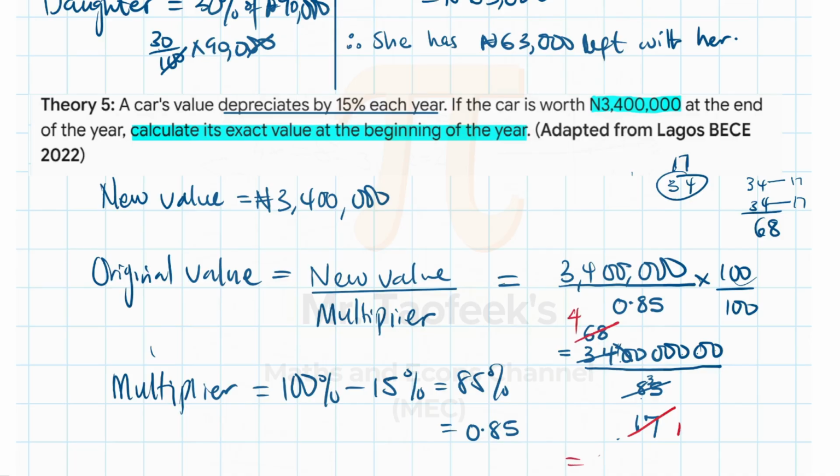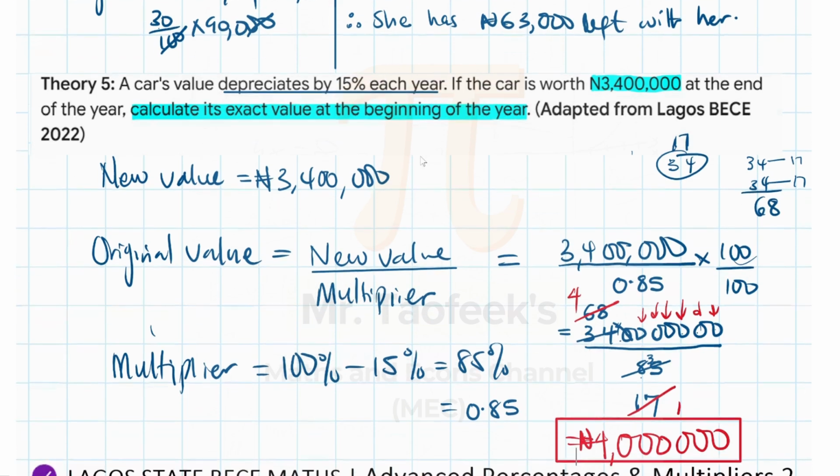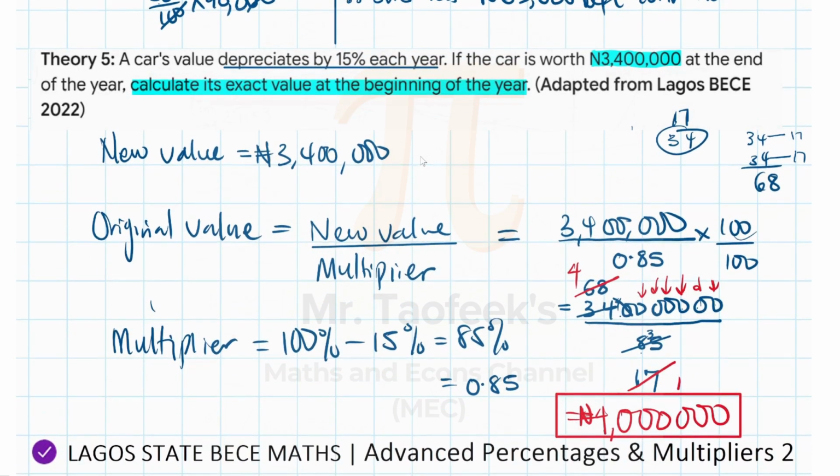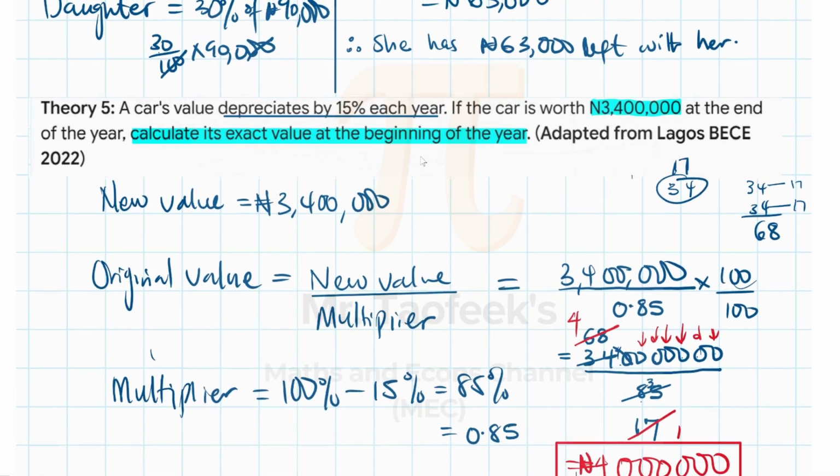So our final answer is basically 4, and then all the zeros: 1, 2, 3, 4, 5, and 6. 6 zeros. So we got these amounts as the value at the end of the year. So that means that, and this makes sense, if something reduces in value by 15%, that means the value at the beginning of the year should be more than the value at the end of the year. And that's why we have our answer to be 4 million naira.